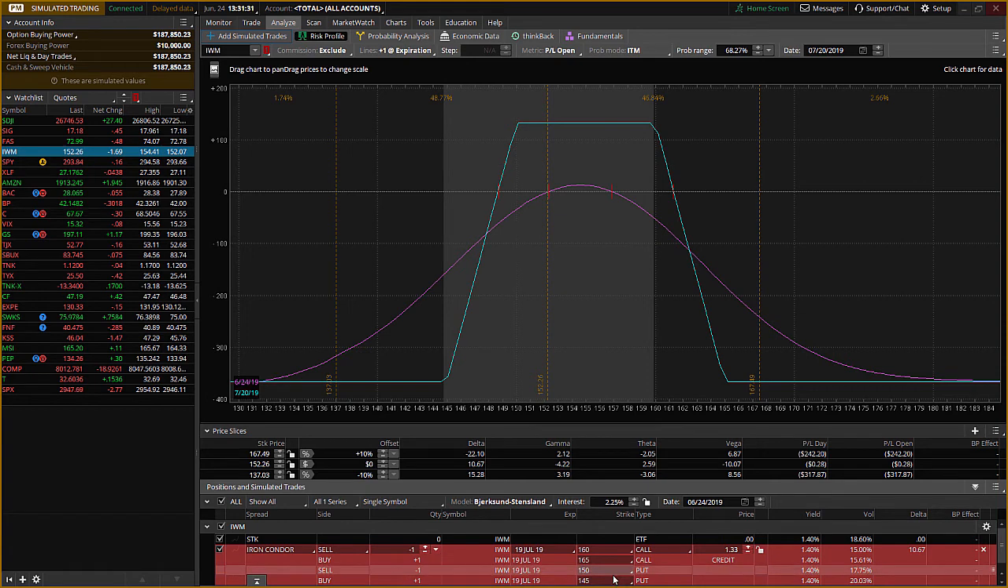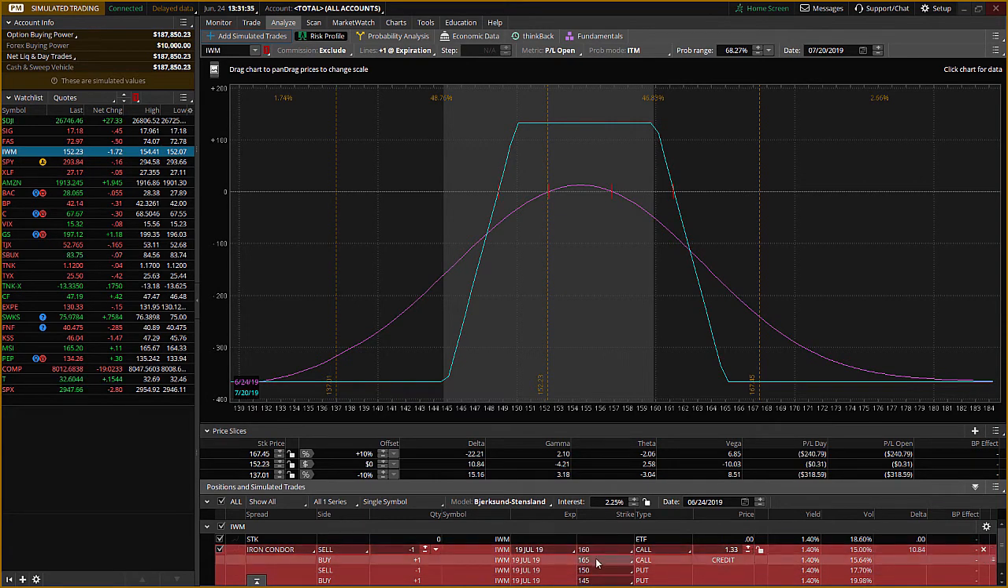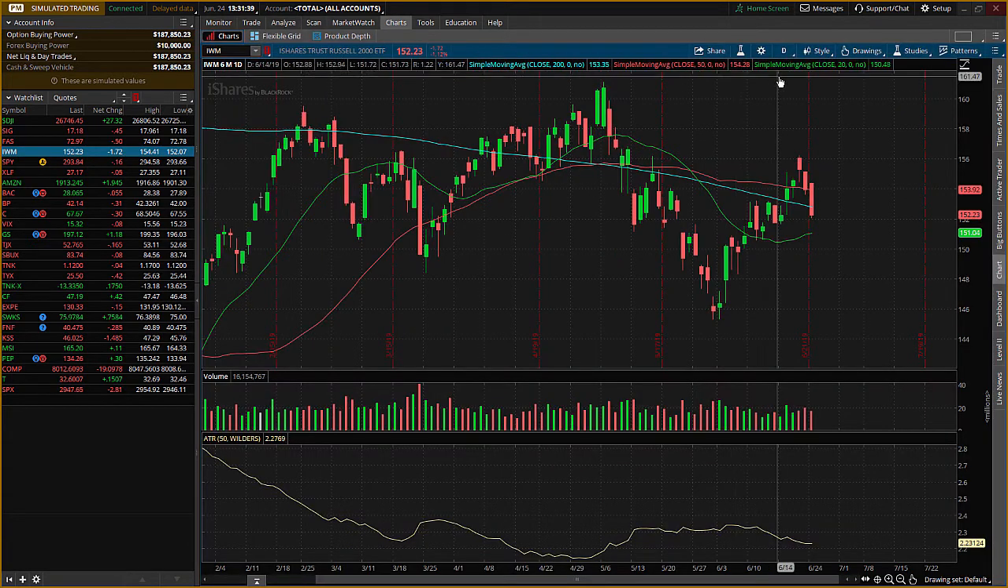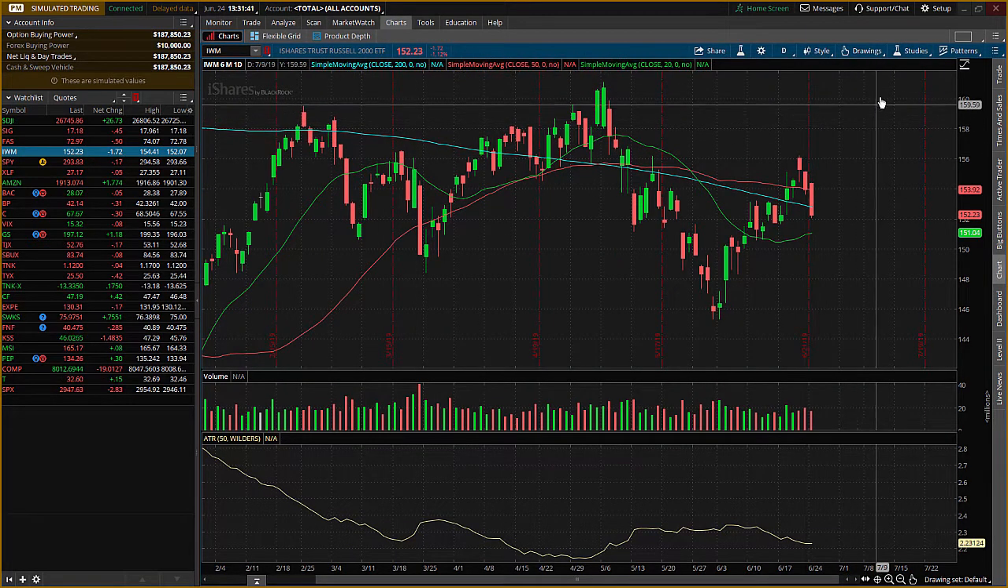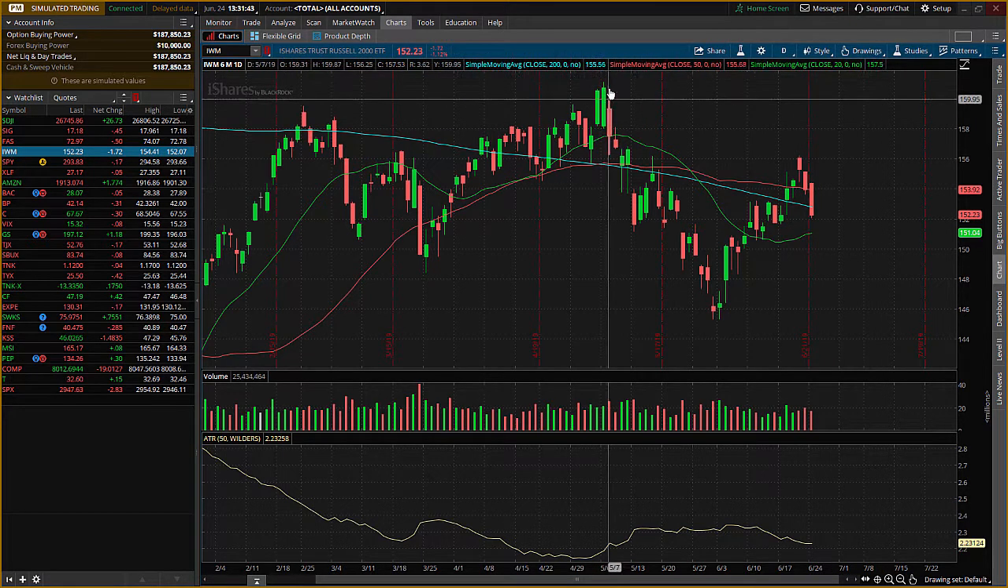Now, this trade is going to be a 145, 150, 160, 165 iron condor. So let's go back to the chart just to briefly explain it. I see at 160 there's a resistance level.